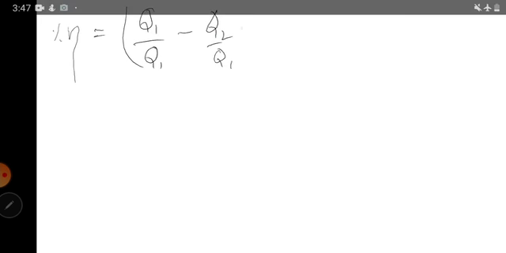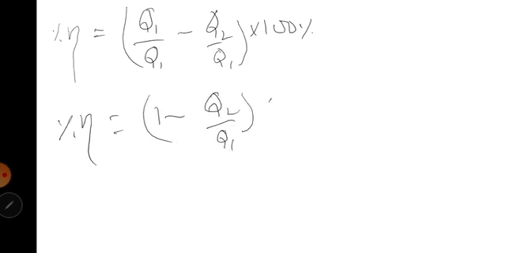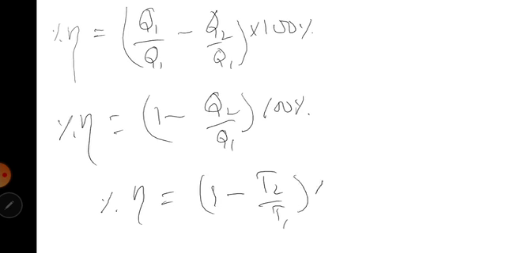So percentage efficiency is equal to Q1 divided by Q1 minus Q2 divided by Q1 multiplied by 100%. Percentage efficiency is equal to 1 minus Q2 divided by Q1 multiplied by 100%. In terms of temperature, it can be written as percentage efficiency equal to 1 minus T2 divided by T1 multiplied by 100%.